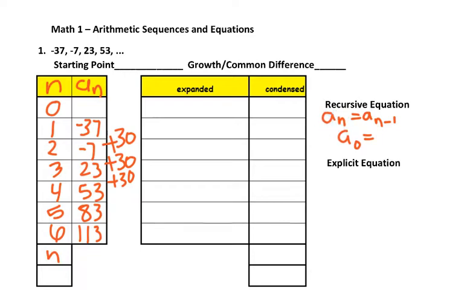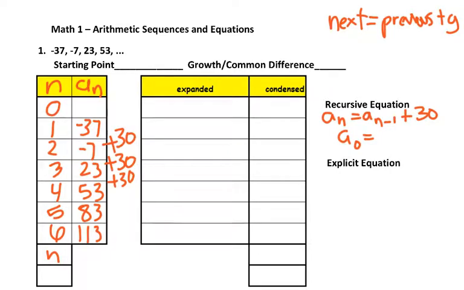Okay? So, for our recursive equation, we go a sub n equals a sub n minus 1, just the next term, right? Remember what it stands for to get the next term. It's the previous term, and in arithmetic, plus the growth, or plus the pattern. Okay, so our pattern is plus 30. So write plus 30 out there.